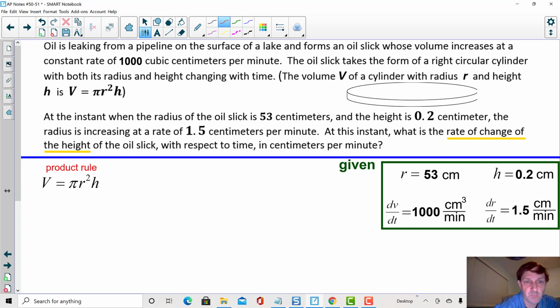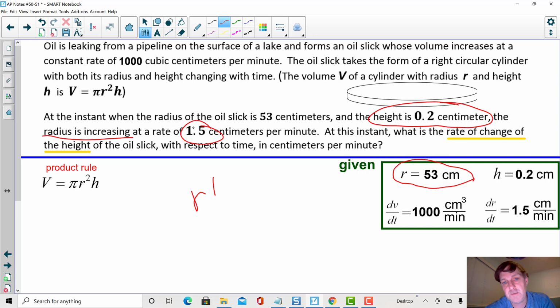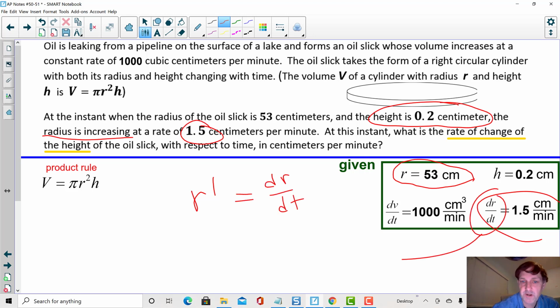At the instant when the radius is 53, so the radius is changing, but we're going to stop at the moment when the radius is 53 centimeters, and also when the height is 0.2 centimeters. We're going to stop at that moment. And at that moment, the radius is increasing at a rate of 1.5 centimeters per minute. So r is the radius, but r prime would be the rate that the radius is increasing. So r prime is going to be the 1.5 centimeters per minute. We'll write that over here. Remember, r prime can be written also as dr dt, so you can write it either way.